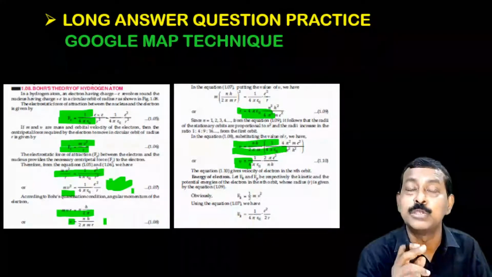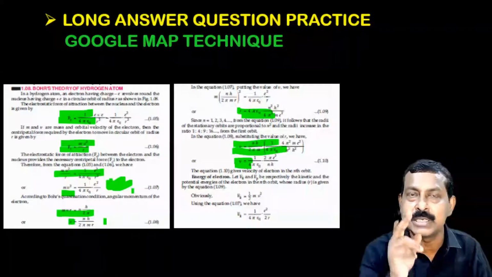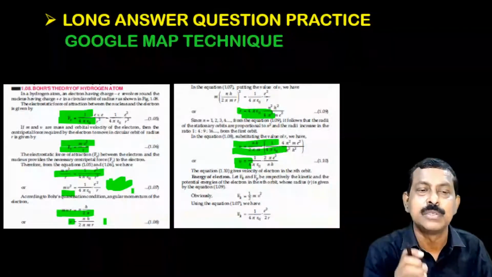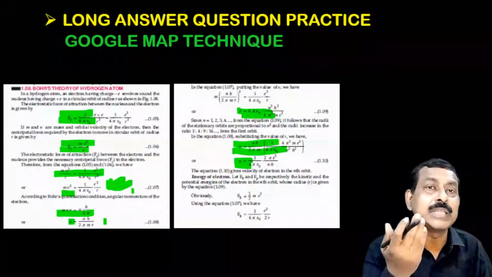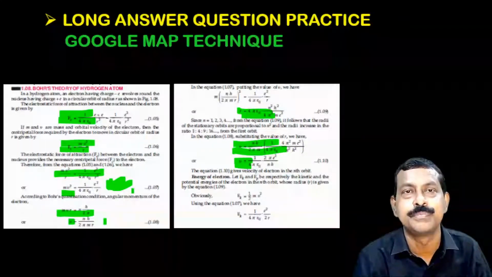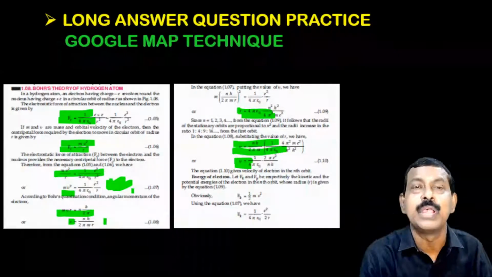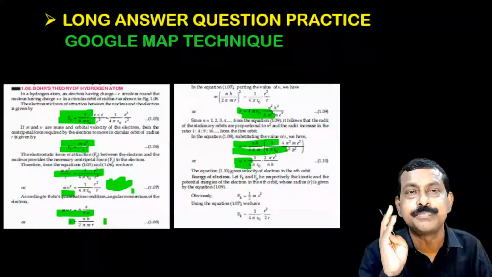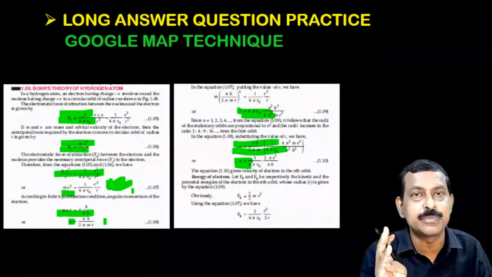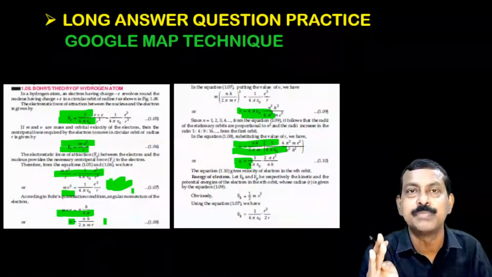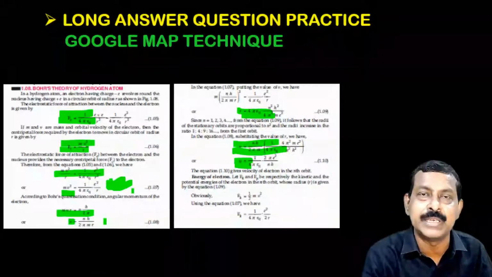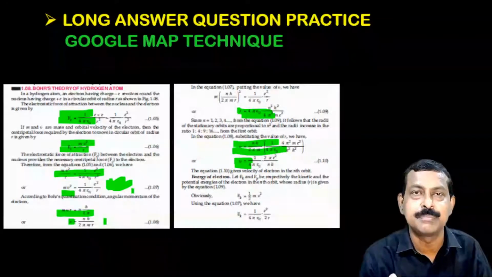So what you can use here, instead of memorizing the entire derivation, is to try to pinpoint the steps which you have to follow. So what steps do you have to do? We have to start with the expression for electrostatic force, write the expression for the centripetal force, and equate it. This is your first step.